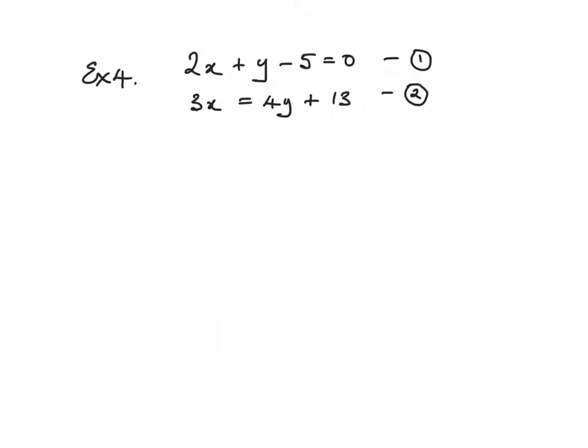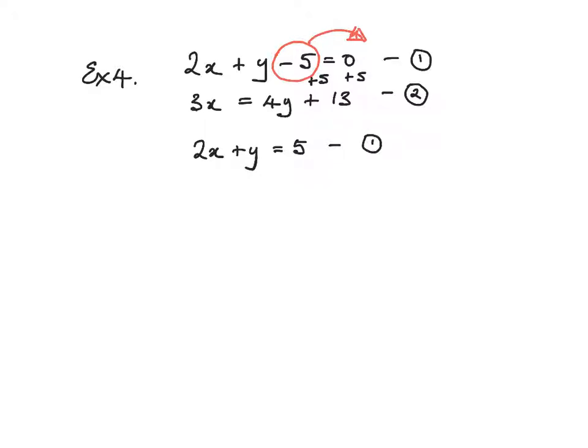Fourth and final example. The two equations are just a little bit unusual looking. If we look at equation 1, you've got the x, the y and the number term all on the same side. So what I'm going to do here I think is probably just move the minus 5 across. How will I do that? By adding 5 to both sides. Plus 5, plus 5. So 2x plus y equals 5. Here's my new equation 1.